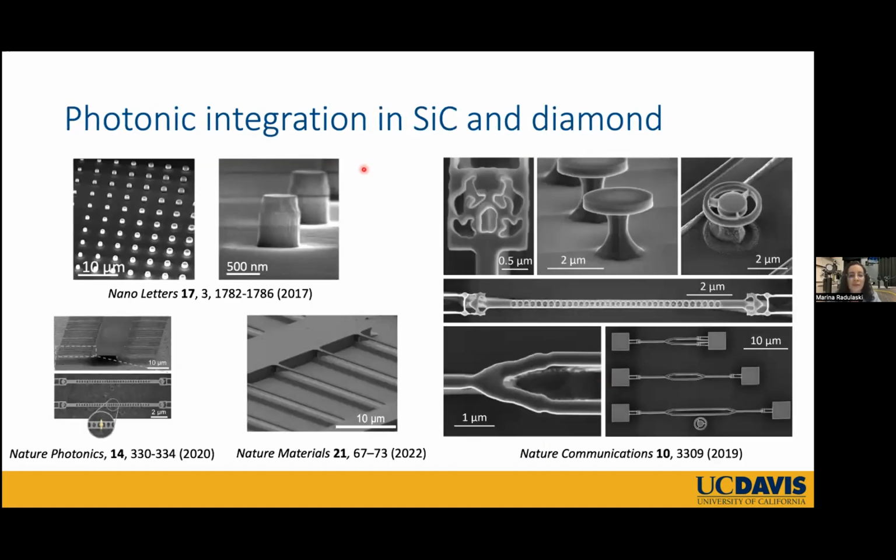And here are examples of photonic devices that we've been making in silicon carbide and diamond. On the left-hand side, you can see different silicon carbide devices, from the passive pillars that help us collect more light into the objective, to the waveguides that help us collect light into the optical mode.